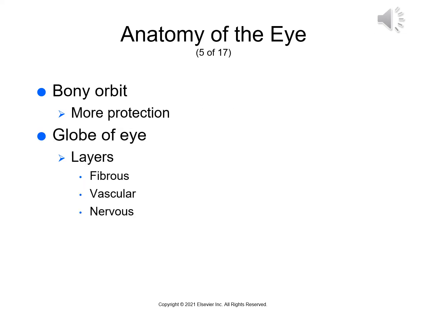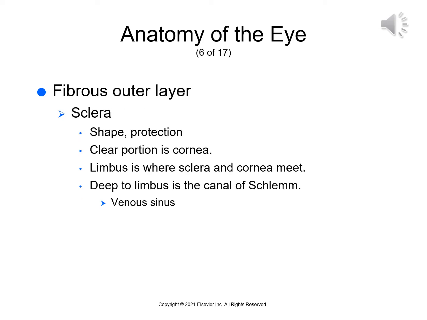Like the conjunctiva, the bony orbit serves to protect the eye with support of fat and fascia, and the globe of the eye has 3 layers of tissues. The outer layer, or sclera, is the first part of the fibrous layer. It gives the globe of the eye its shape. The sclera is commonly known as the white of the eye, which we talked about. The limbus is the area where the cornea and sclera meet. Deep below the limbus is a venous sinus called the canal of Schlemm.